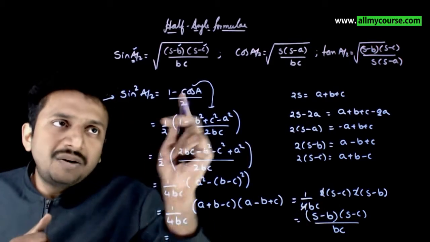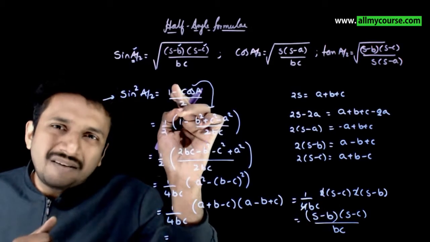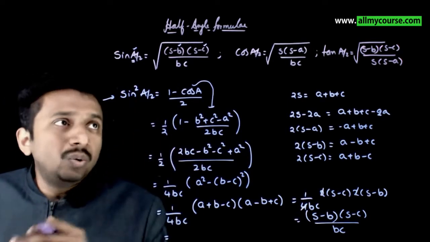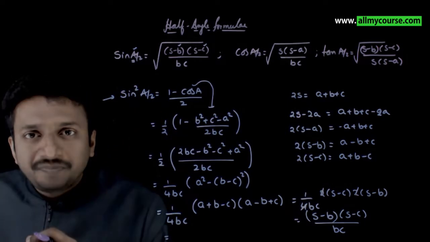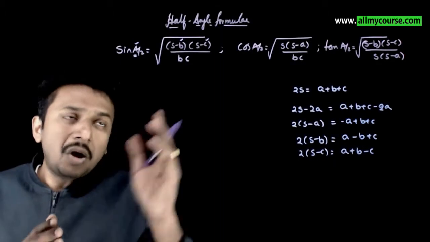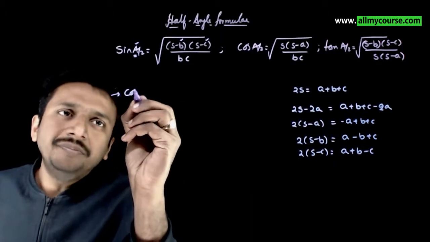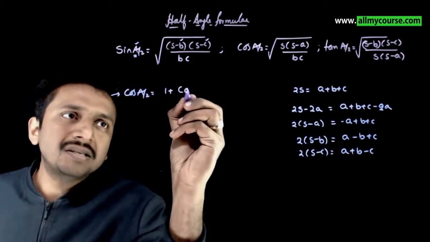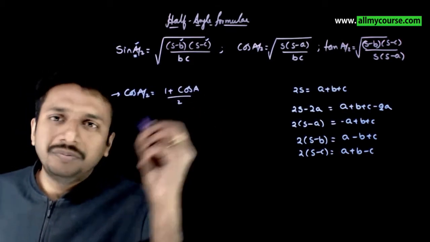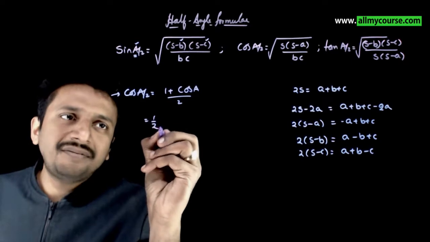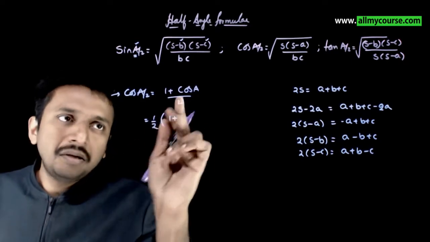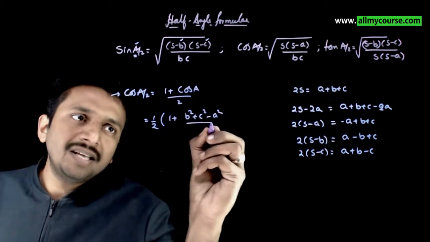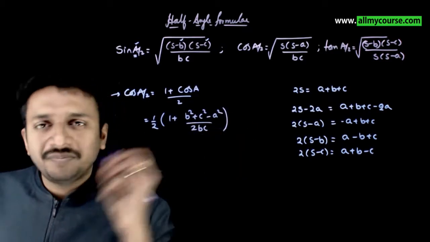So cos square A by 2 is nothing but (1 plus cos A) by 2. We have just one sign difference. So let us do the derivation for cos A by 2 also. The formula is (1 plus cos A) by 2. That's nothing but half times (1 plus cos A), which is (B square plus C square minus A square) by 2BC.